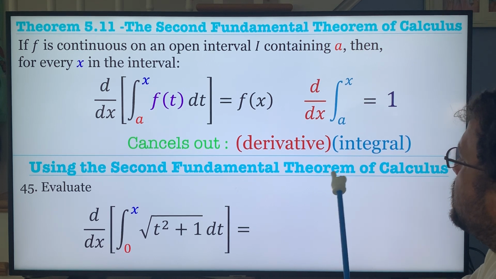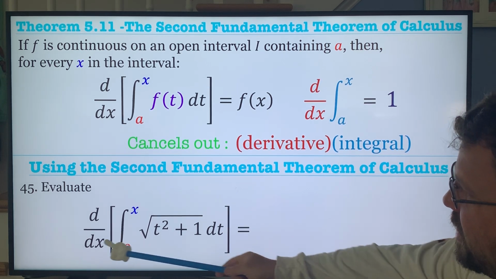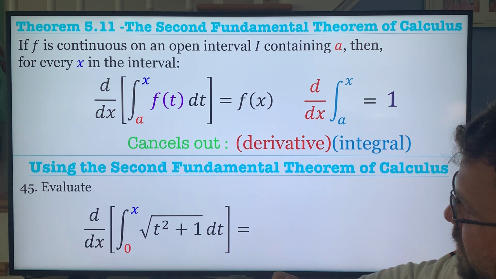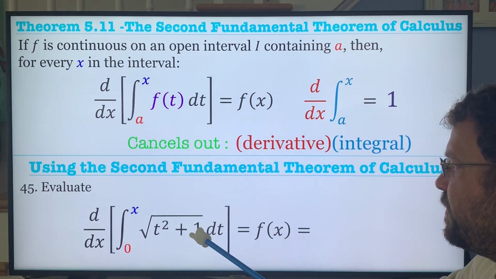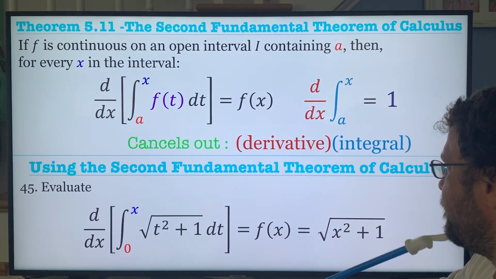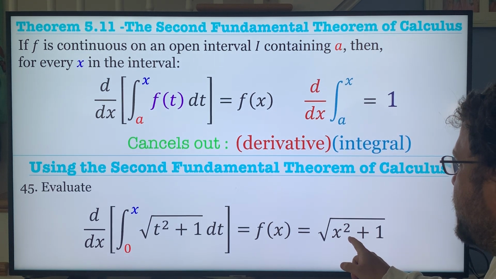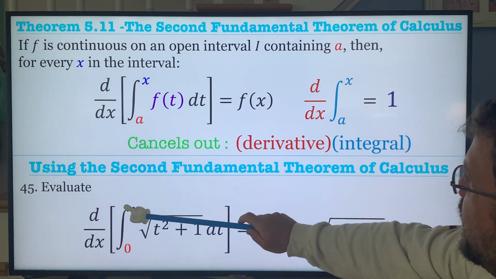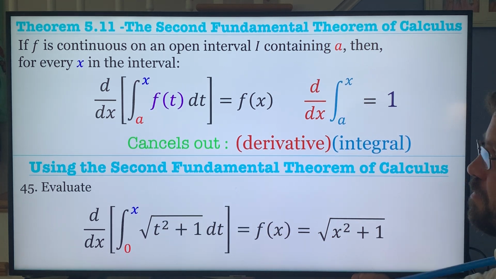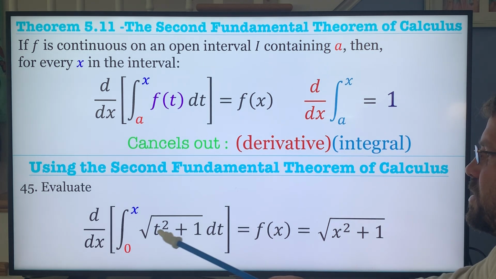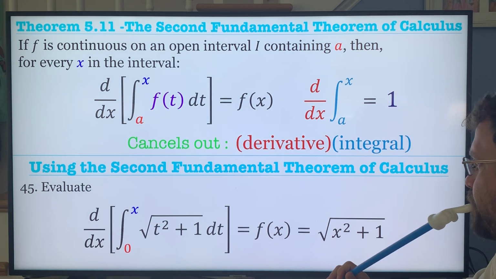So using the second fundamental theorem of calculus, if I was going to find the derivative of an integral, it would just be whatever the function is. Your answer would be x squared plus 1. You would just take the x, and plug it in for t squared. It would just be whatever's under here. That's it.